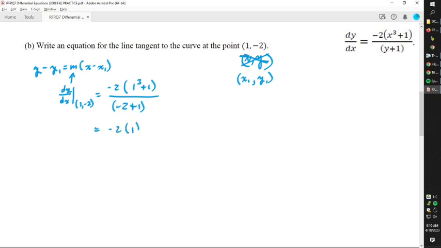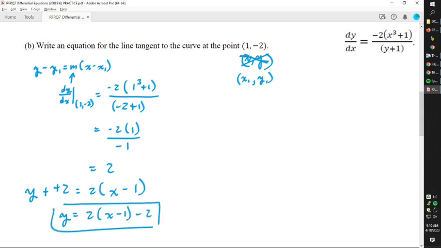I think I did make a mistake here. Does anybody catch my mistake? No? Nobody caught it? It's a 2. So what is 1 plus 1? That's supposed to be a 2 right there. So I made a mistake, and I'll fix that in a second. Let's get rid of that 2. Okay, so this is supposed to be a 2.